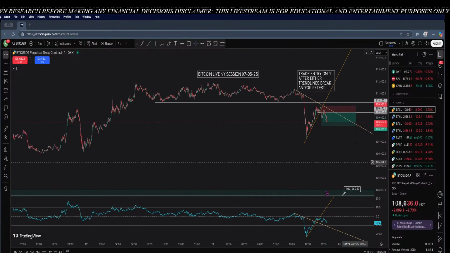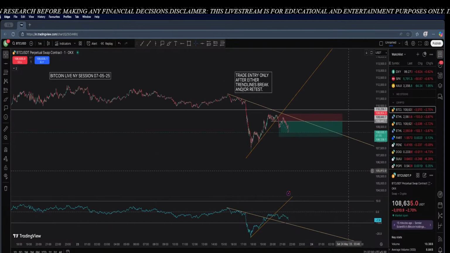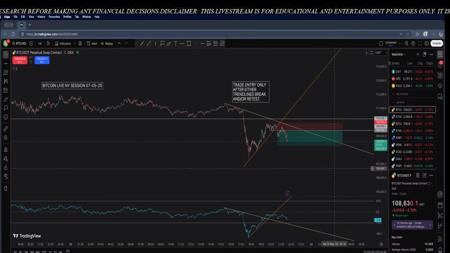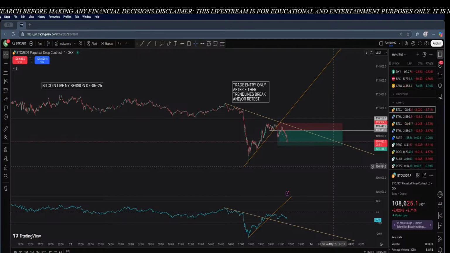All right, so it looks like we're going to hit full TP in this within the stream itself. Lovely, lovely trade playing out. Beautiful, simple trend line break and retest strategy on this trade. Lovely trade. Beautiful stuff.